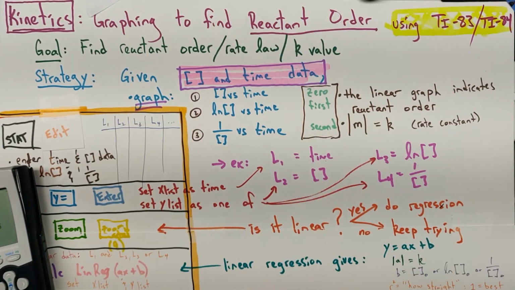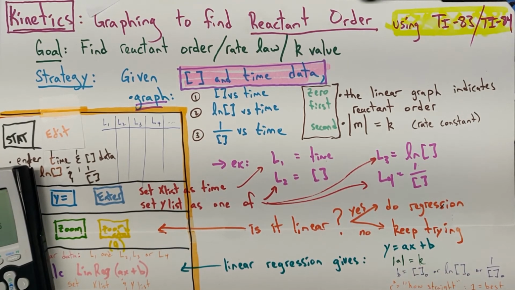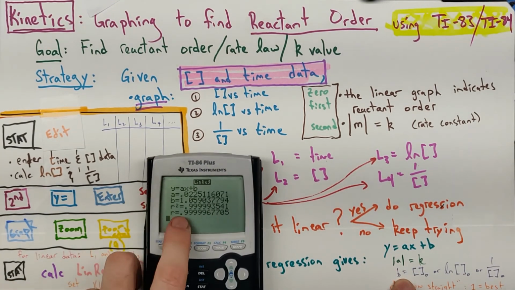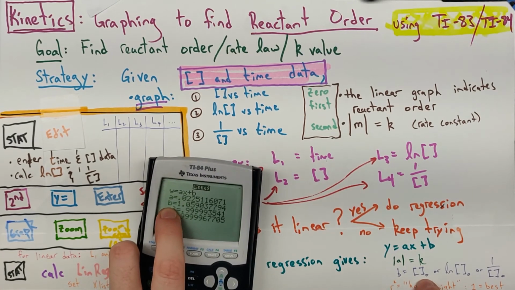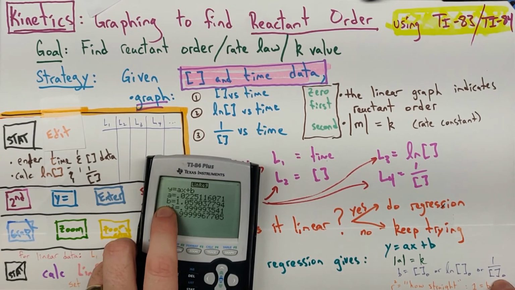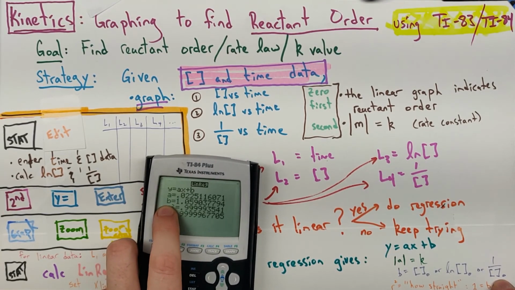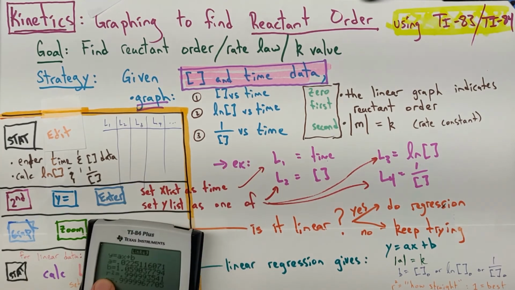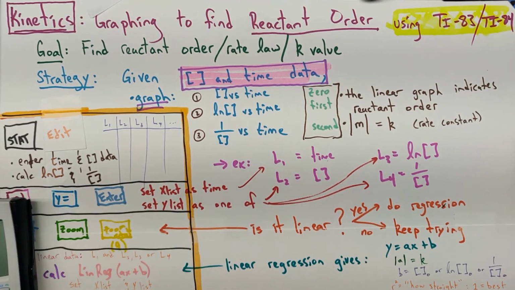If you just have your slope and say the absolute value of that slope, that's going to be your rate constant every single time. Your B value in the AX plus B is going to be either initial concentration for 0 order, or natural log of initial concentration for first order, or 1 over initial concentration for second order. And then our R squared, I just put a little note there that says how straight it is.